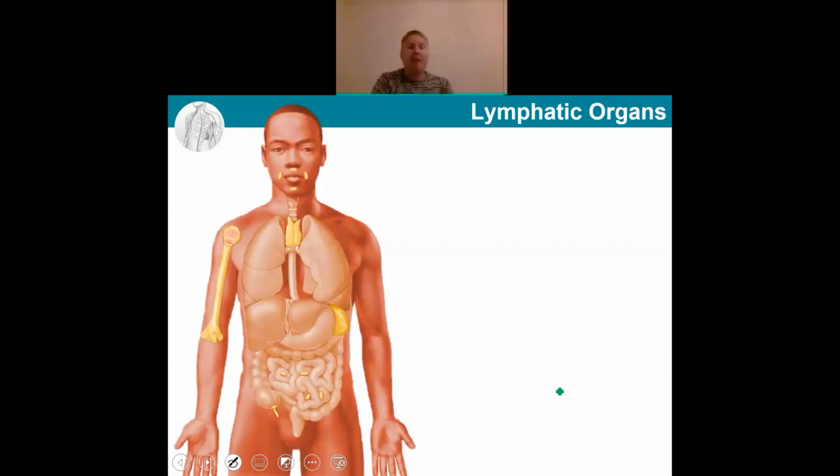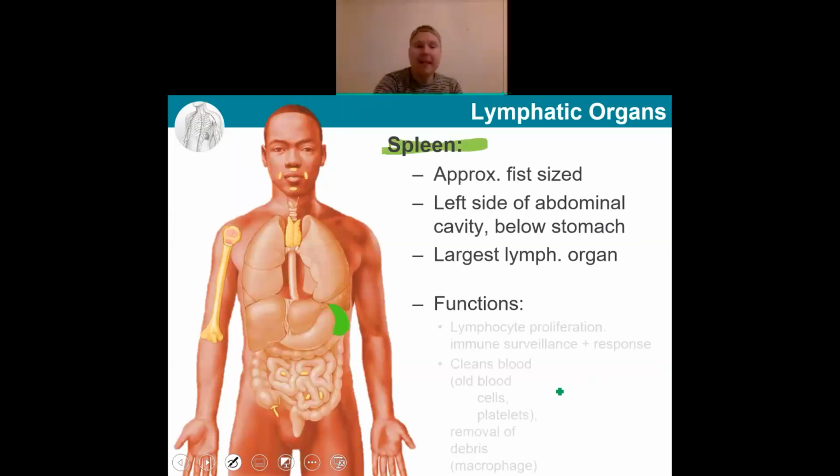And the last thing for the lymphatic system that we have to look at were the different lymphatic organs. And some of these we've seen before, some are going to be new. So let's go through them quickly. The first one that we'll have a look at is the structure called the spleen. The spleen is about a fist-sized structure located on the left side of the abdominal cavity, just below the stomach. You can see the stomach here.